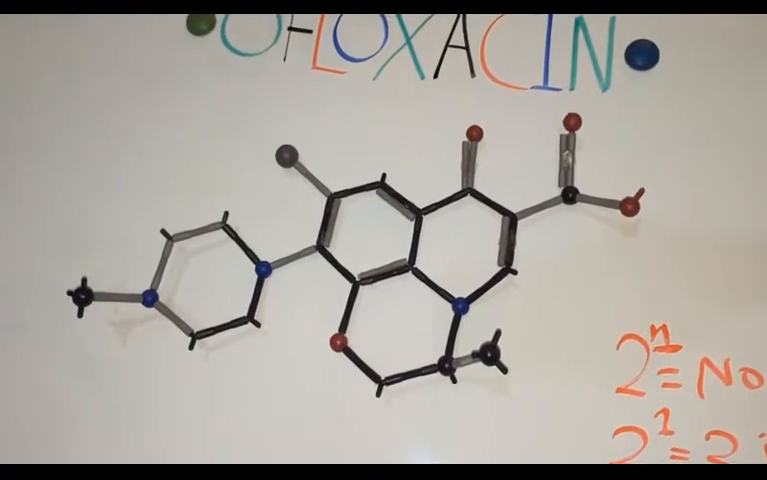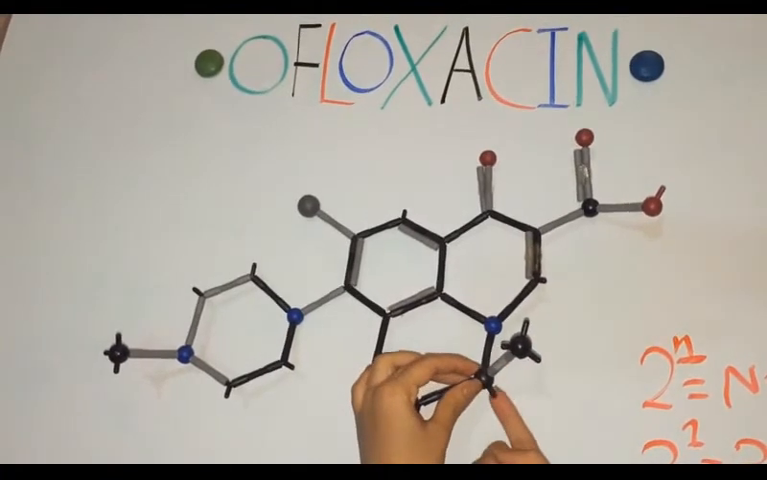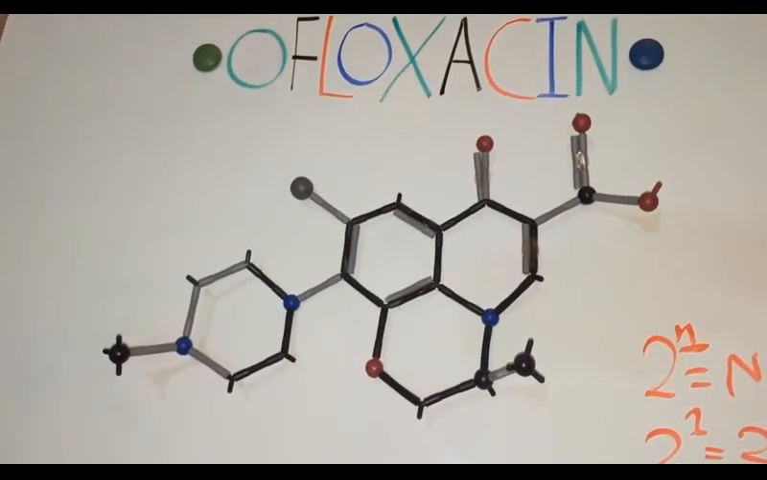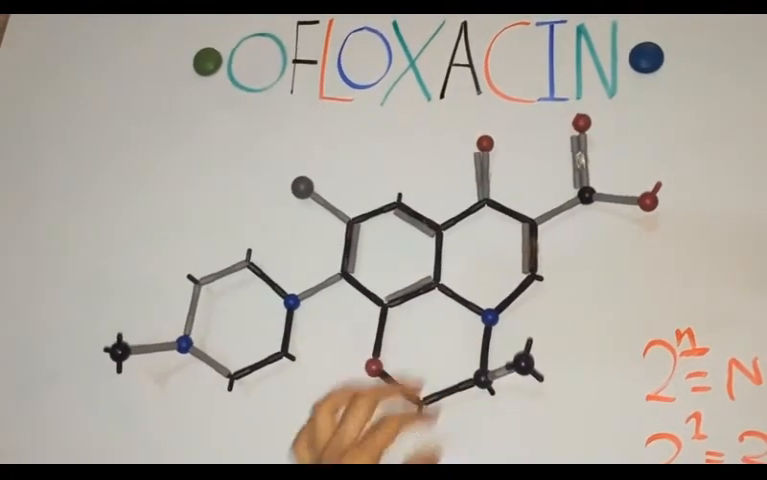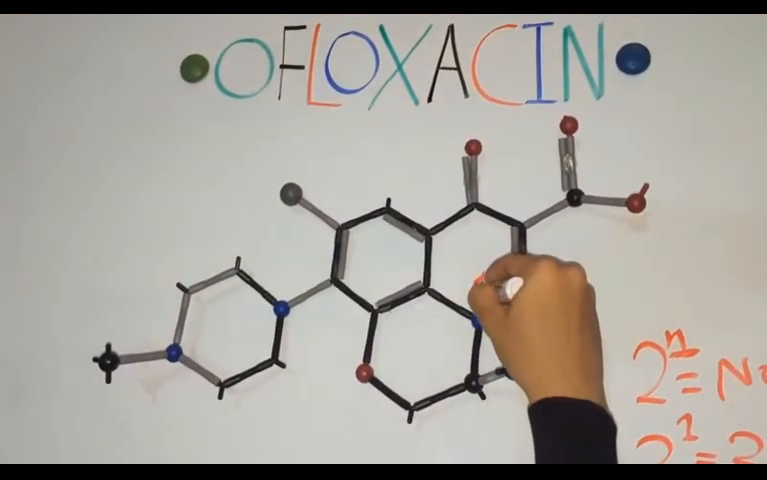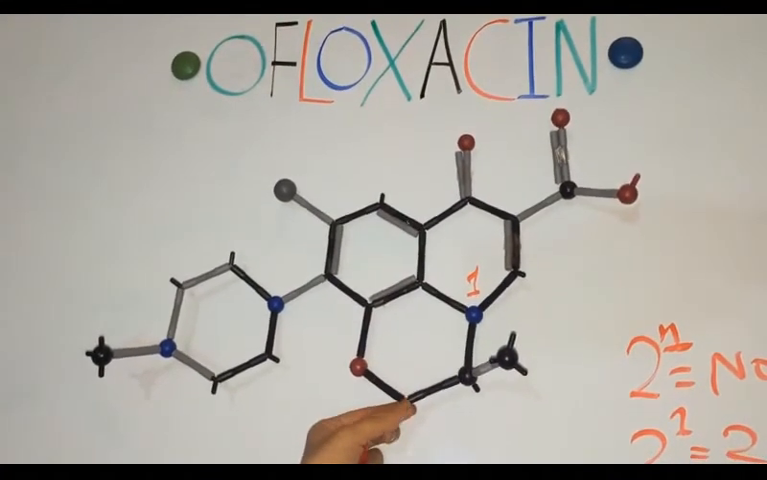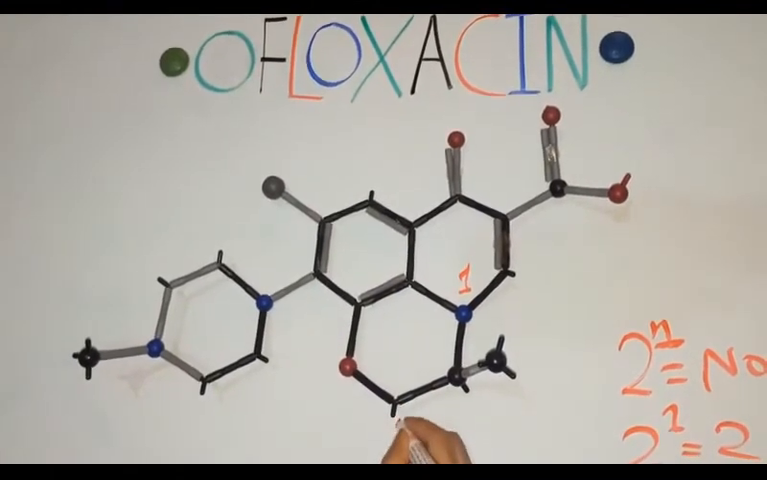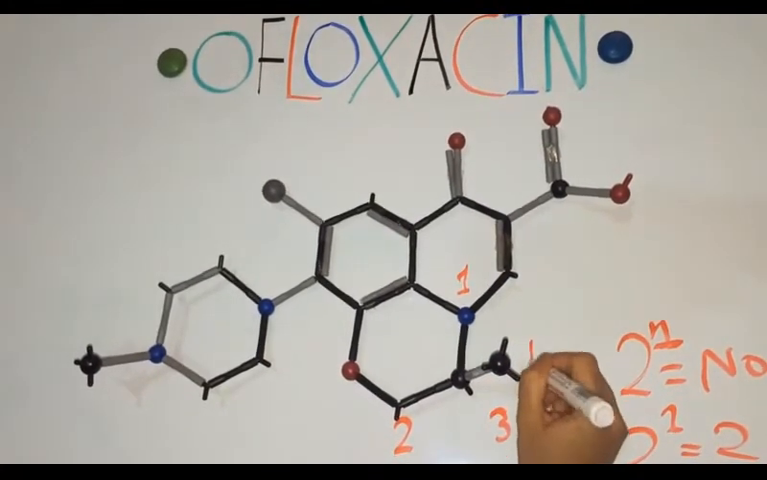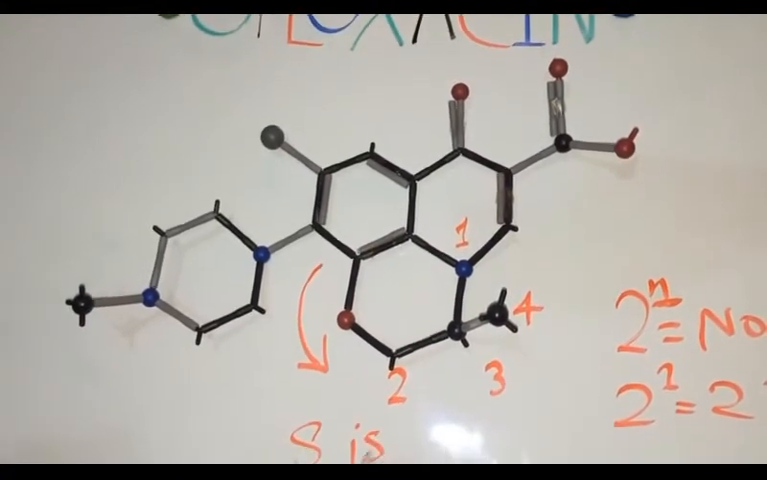So levofloxacin, the first isomer, in which the methyl group is at the front and the hydrogen at the back, we call it the S isomer, because if we order the atoms bound to the chiral carbon according to their atomic number, we give this nitrogen number 1, because nitrogen has the highest atomic number. Then we give the carbon atom, which binds to hydrogens and oxygen, number 2. Then the methyl group number 3 and the hydrogen number 4. So it's anti-clockwise. It's the S isomer.